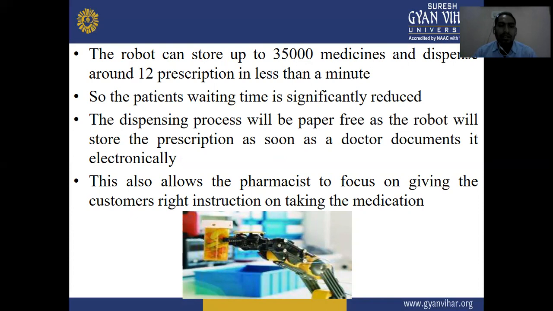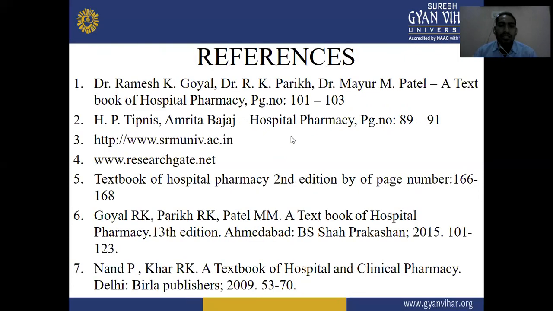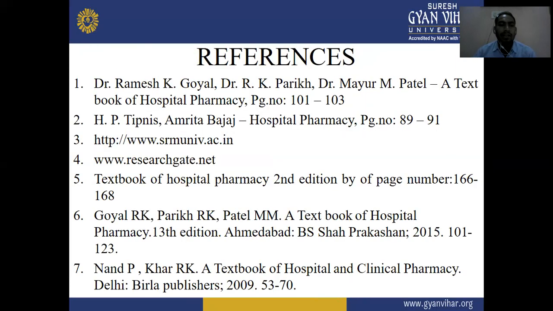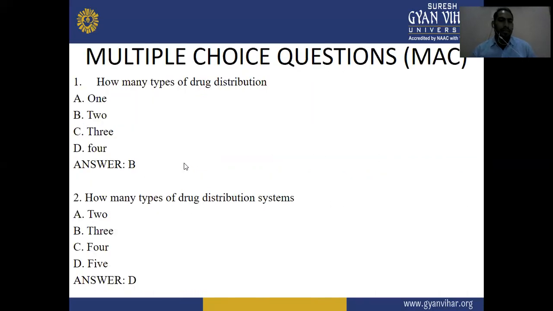These are the robotic drug dispensing. References: Dr. Ramesh K. Goyal, Dr. R. K. Parikh, Dr. Moria M. Patel, A Textbook of Hospital Pharmacy, page number 101 to 103. H. P. Tipnis, Amrita Bajaj, Hospital Pharmacy, page number 89 to 91. These are the references of drug distribution system in hospital.